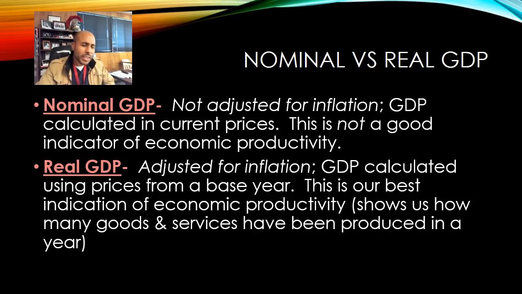Now, this is our very best indication of economic productivity. Remember, I said real GDP shows us how many goods and services have been produced in our country within a year. So when economists look at GDP, they don't care about the dollars. The dollars are the least important thing to them. What economists really care about is using those dollars as a measure of how much stuff we produced, how many goods and services were created.